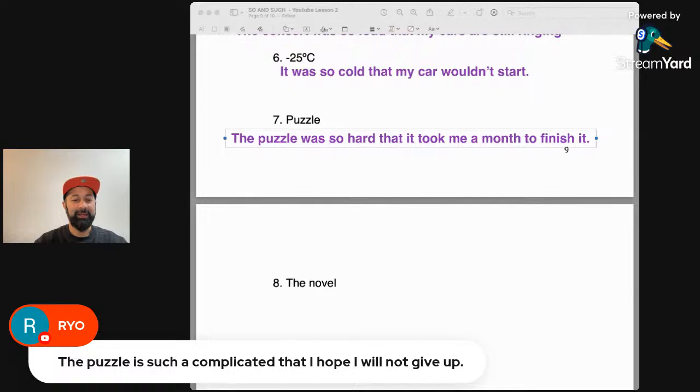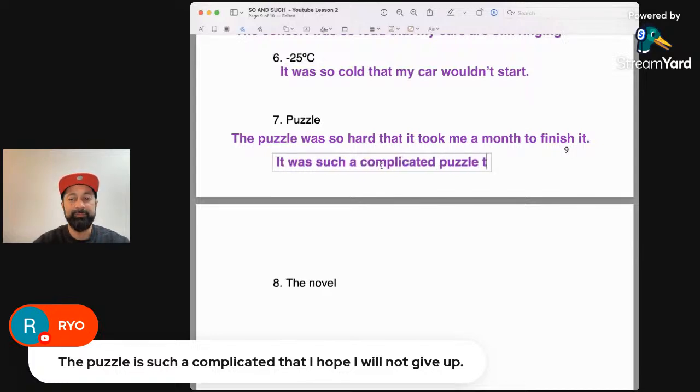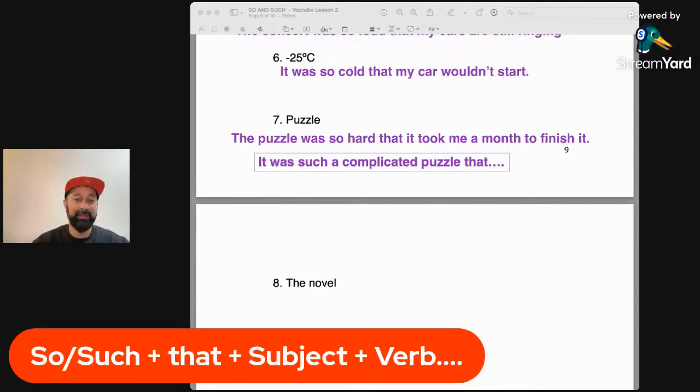Adio says the puzzle is so complicated that I hope I will not give up. Yeah, not such, so. If you want to put puzzle after complicated, that would be okay. You could say it is such a complicated puzzle. That would be okay. So let me put that on the screen for you so it's easier for you to see. It was such a complicated puzzle that. So complicated is an adjective. So after the adjective, we do need to have a noun. So you can say it is so complicated. That is also okay.